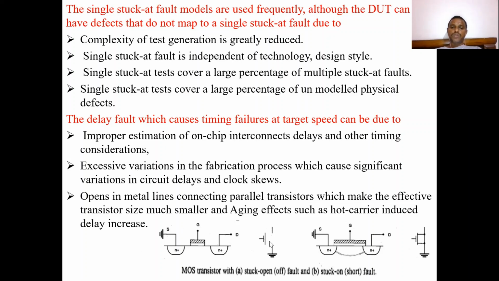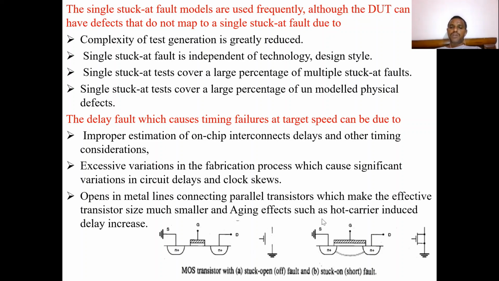Now if you observe these diagrams, this is the MOS transistor with stuck open. Stuck open means the source and drain cannot be connected, with the gate and all those things. The symbol is stuck open. This transistor is stuck open. So if the distance between the source and drain is very, very high, that type of fault obtained is stuck open.